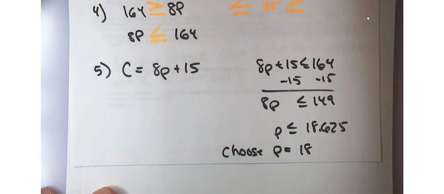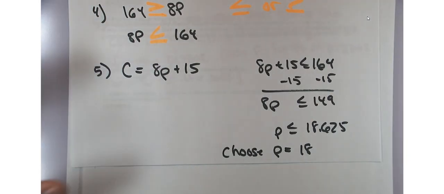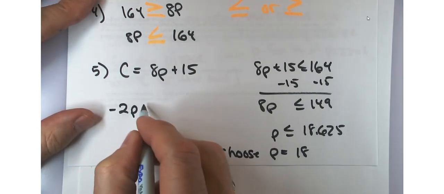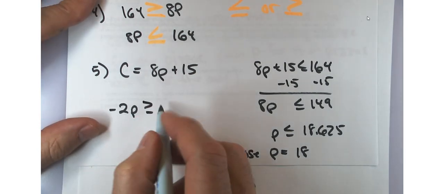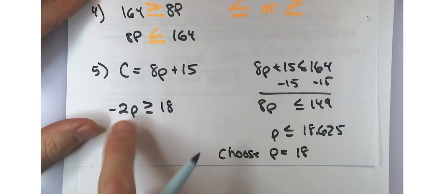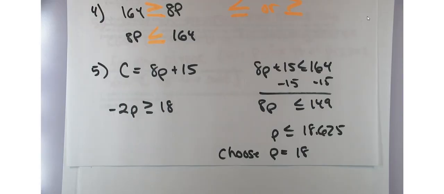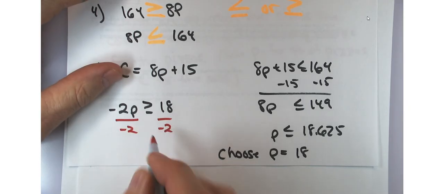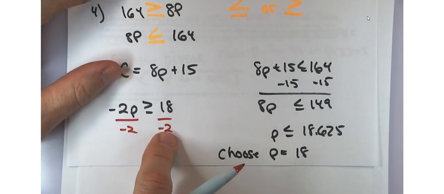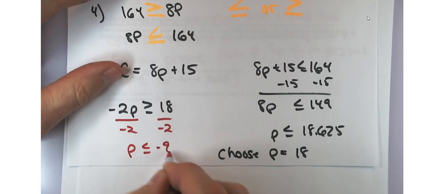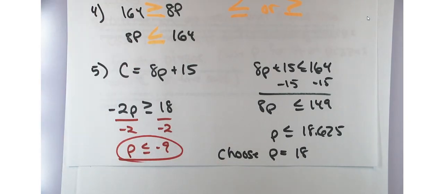Nice. One other reminder while I'm here, if I had negative 2p is greater than or equal to, let's do 18. What's the thing you got to remember about solving something like this in terms of an inequality? Yeah, when you divide or multiply both sides of an inequality by a negative, you need to reverse the direction of the inequality. So that would be that.